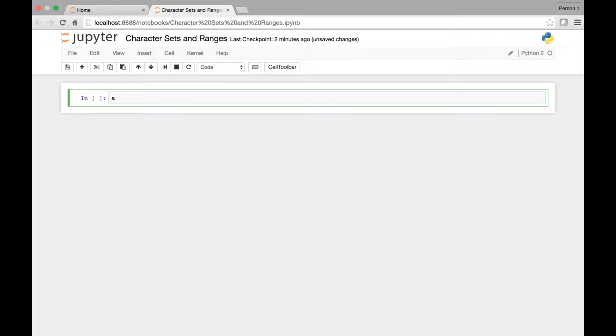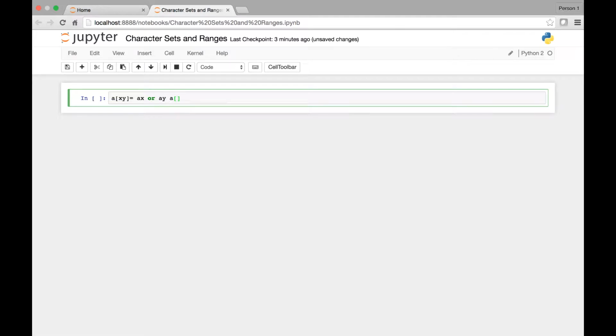So if I have a pattern that looks like this, [XY] after A, this will look for a pattern where A is followed by either X or Y. So it will look for AX or AY. Okay? So anything enclosed in a square bracket is called a character set.